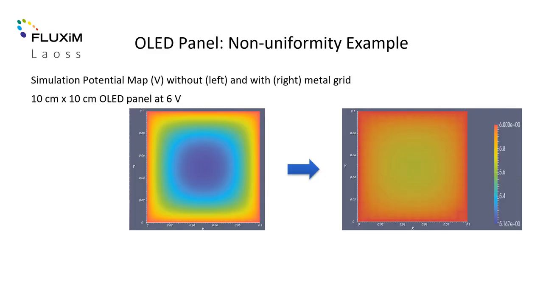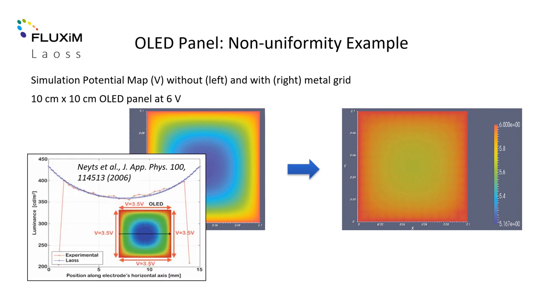Here on the left we show the simulated potential distribution without a metal grid. Clearly, the potential is non-uniform and drops to almost 5 volts in the center of the module. In order to increase the potential and consequently the luminance uniformity, a metal grid is used. Here on the right-hand side, the potential in the center is only about 0.2 volts lower than on the outer edge. Such a panel without a metal grid and the corresponding luminance distribution has also been characterized experimentally. The Laoss simulation agrees perfectly well with the measured profile.